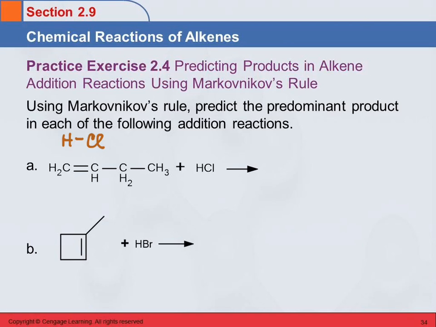So then our product here, we're going to get rid of that double bond, and the rest of it's all going to stay the same. And the hydrogen is going to go over here, and the chlorine is going to go over there. That's the predominant product.